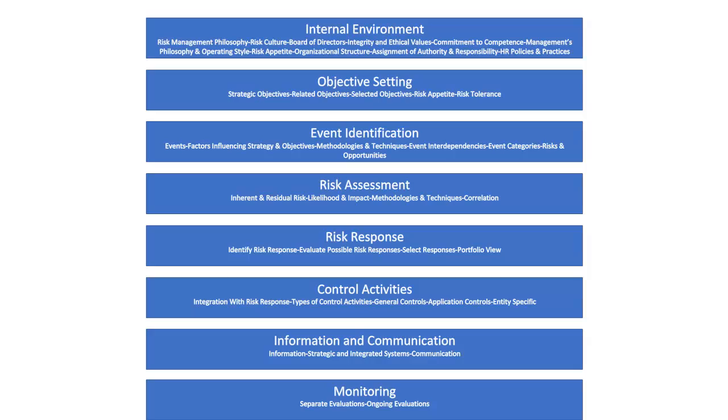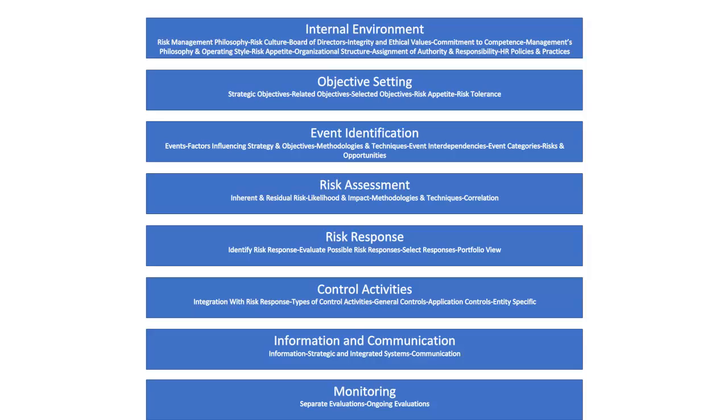Risk response. Management selects an approach or set of actions to align risks with the entity's risk appetite in the context of its strategy and objectives. Personnel identify and evaluate possible responses to risks, including avoiding, accepting, reducing, and sharing risk. Control activities. Policies and procedures are established and executed to help ensure that the risk responses that are selected by management are effectively carried out.